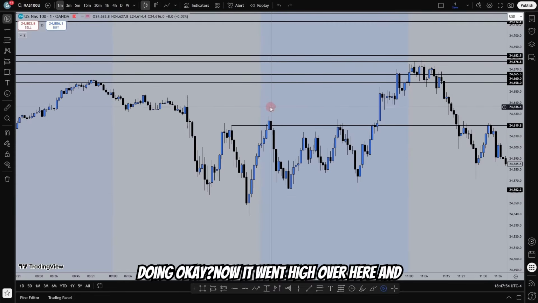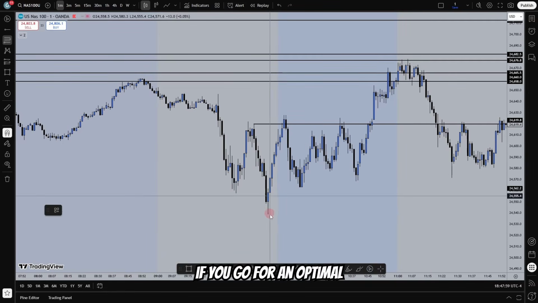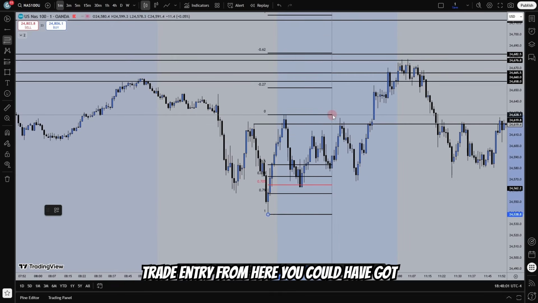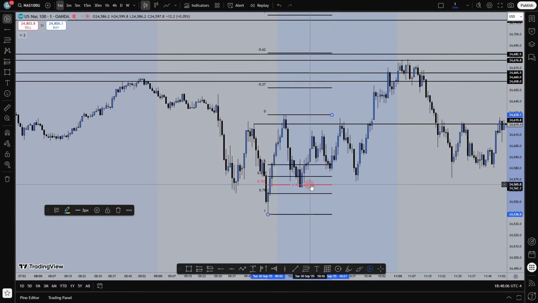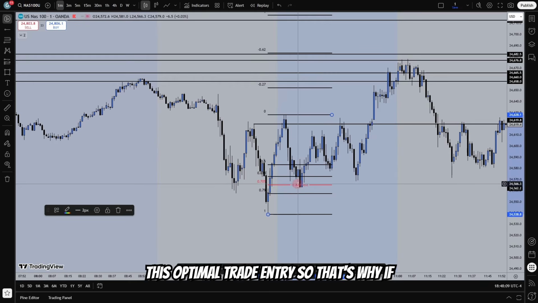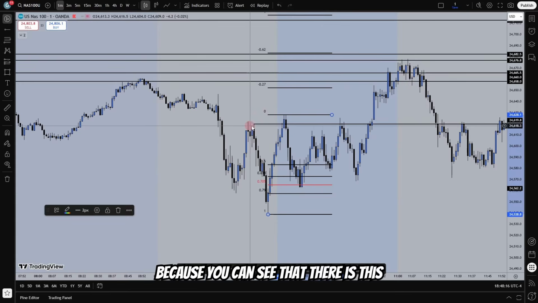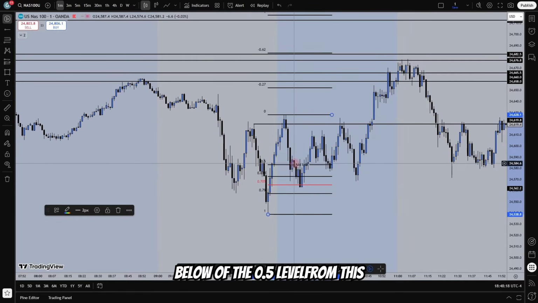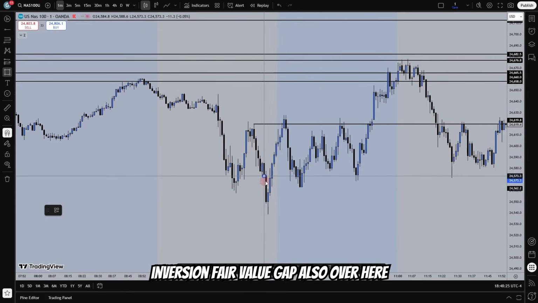Okay, now it went high over here, and if you go for an optimal trade entry from here, you could have got another entry, but this is not in my list, right? So I don't take trades from this optimal trade entry. But we could have taken that trade, because you can see that there is this breakout structure and price will come below the 0.5 level to the 0.705 level over here. And there's another inversion fair value gap also over here.